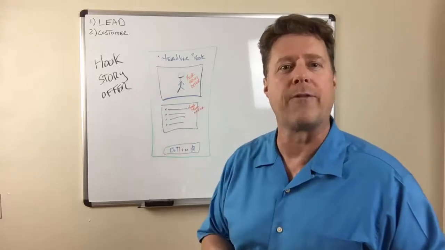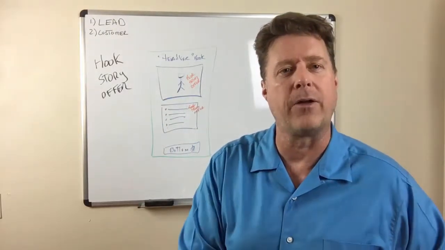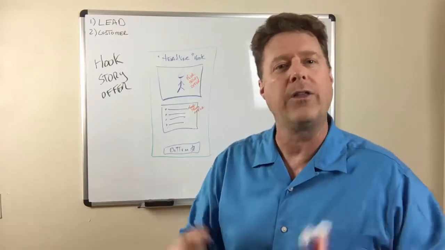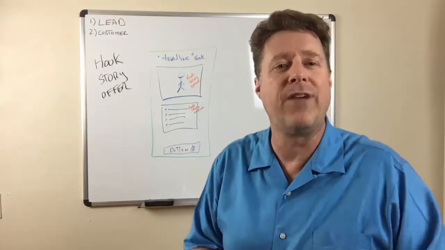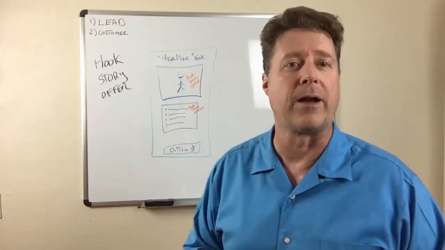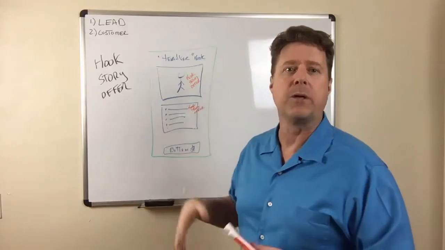The hook, the story, and the offer. What's the hook? What's the thing they're going to need after you buy your product? What's the story about why they'll need it? And what's the offer? How much would it be? What's the value that they're going to get for free just for buying the product? And then of course down here we have the button where they can actually purchase the product.